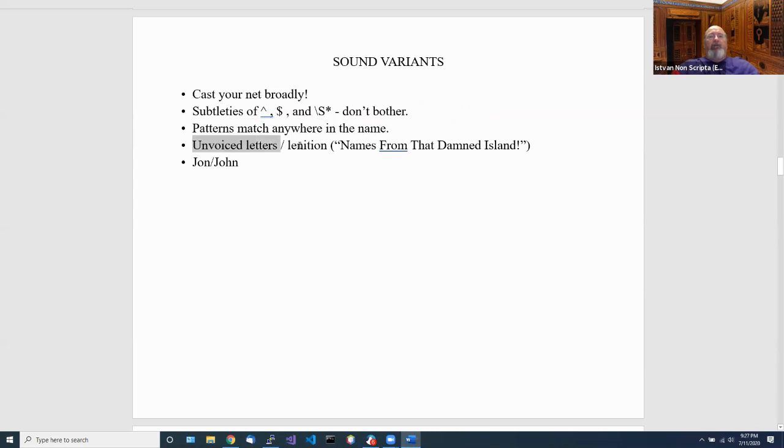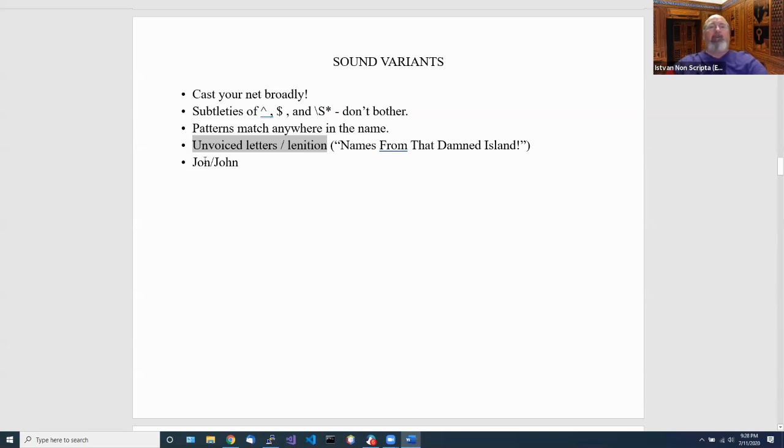Things you need to be careful of. Unvoiced letters and lenition, what I call names from that damned island, referring to England. I hate Gaelic with a passion, a screaming passion. I'm not sure how well this works on Gaelic because I really don't try to use it for Gaelic because I don't know how Gaelic sounds most of the time. Brian, maybe you do. More power to you if you do. You can use this method, but yeah, most people don't.